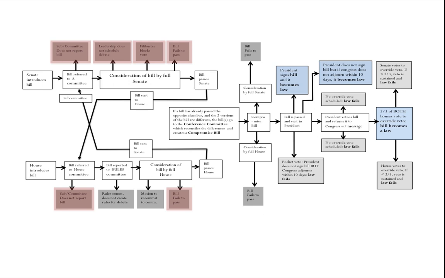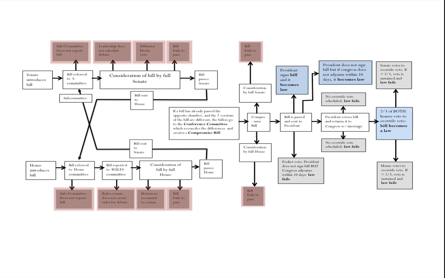The House doesn't have a filibuster, but the Rules Committee can kill a bill by not creating rules for its debate. The full House can then vote to recommit the bill to committee, which is a signal to drop it or to change it significantly. As in the Senate, the entire House can kill a bill by not giving it a majority vote. Once a compromise bill has been hammered out by the conference committee, either house can still kill the bill by not giving it a majority.